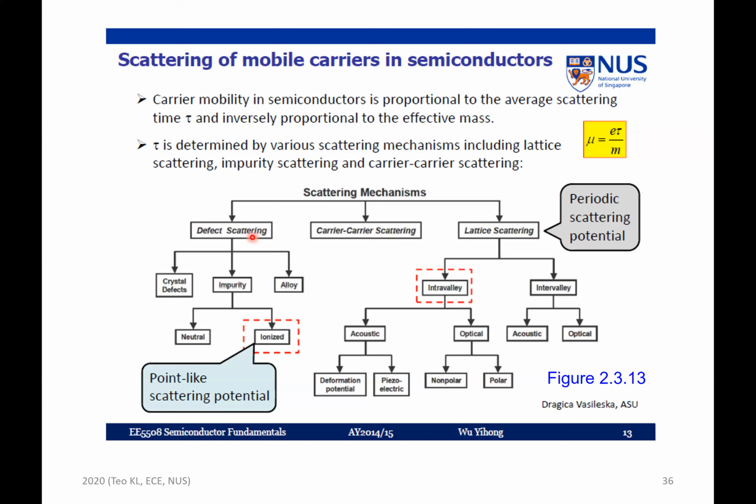If you have defects in semiconductors, some of these defects are not shallow impurities. It could also be deep impurity, which gives rise to crystal defect. Or you can even have alloy, where instead of gallium arsenide, you have a ternary alloy, aluminum gallium arsenide, and such a mixture of the elements can also give rise to a scattering effect.